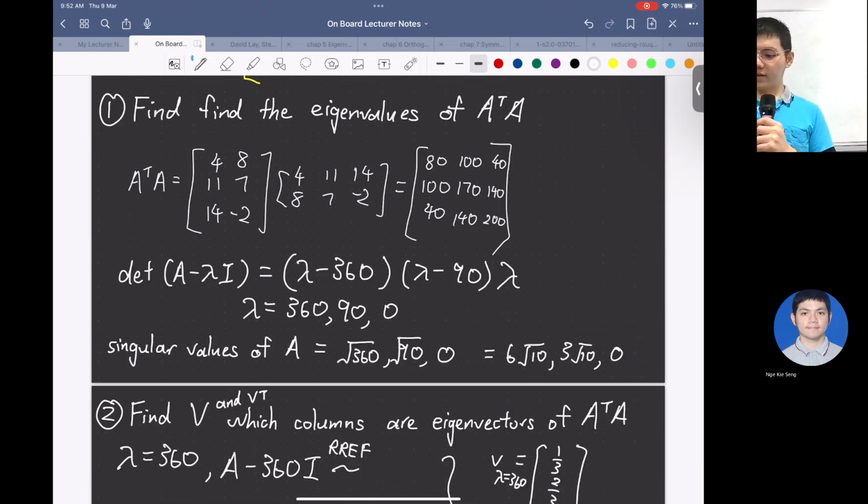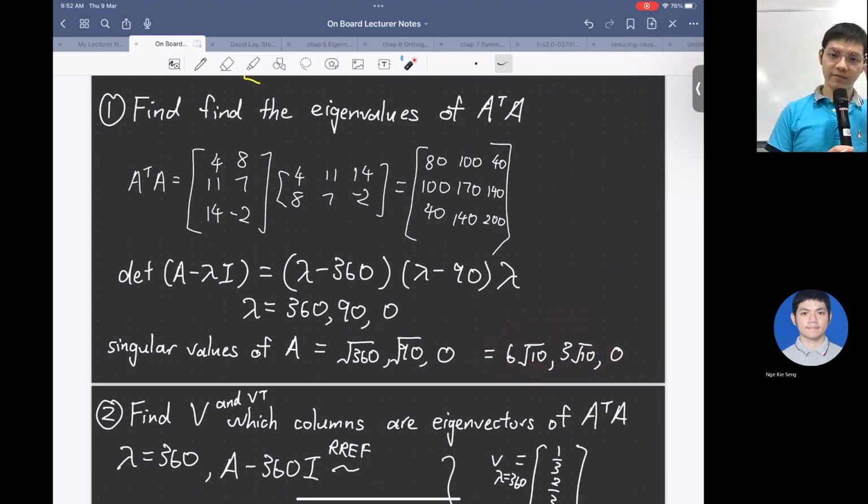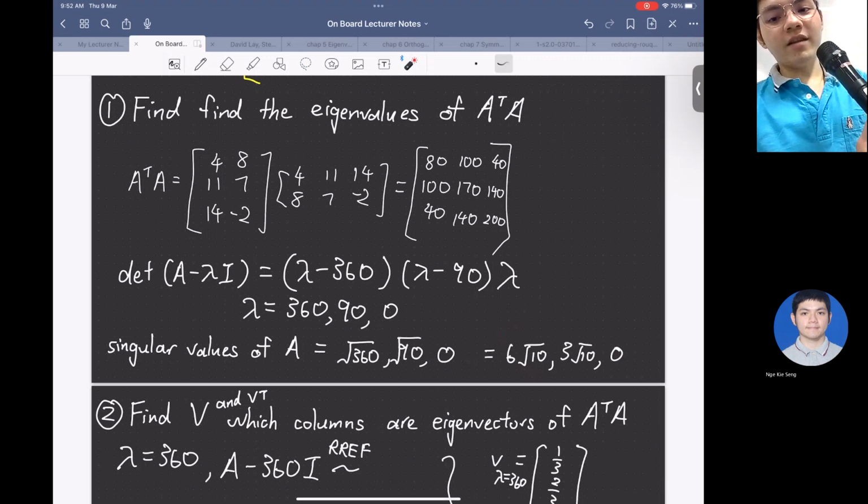So one key point here is we only care about the non-zero singular values. If no questions, maybe we have a break until 10 o'clock and then we'll come back to one exercise again. Okay.